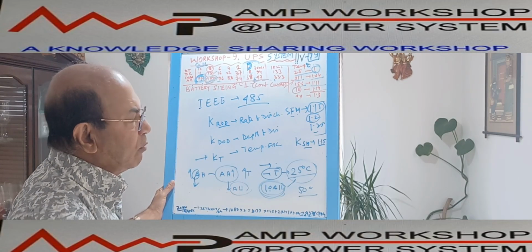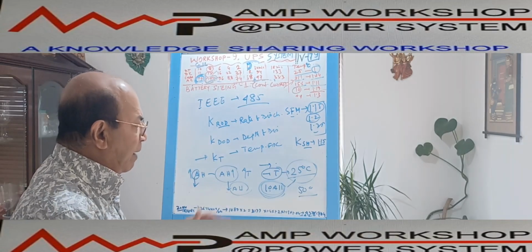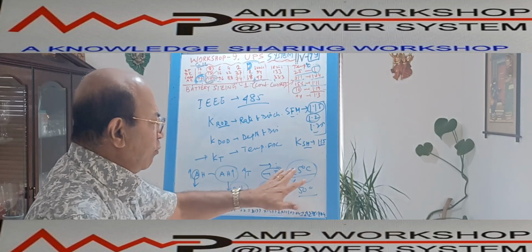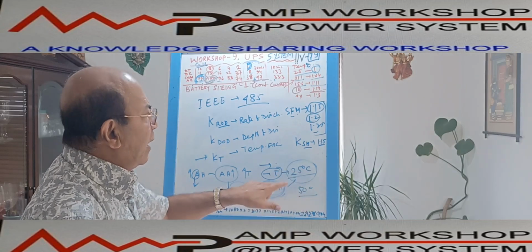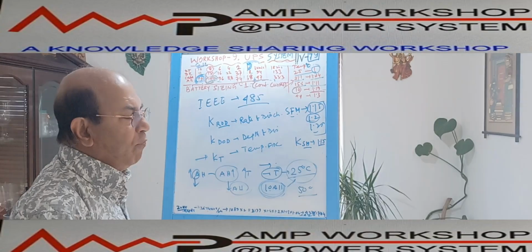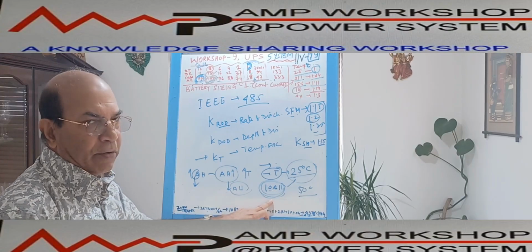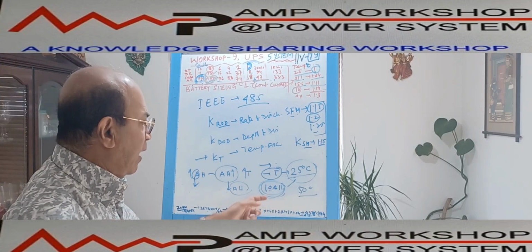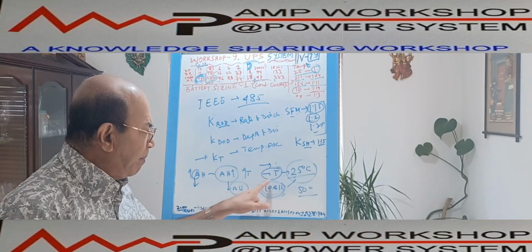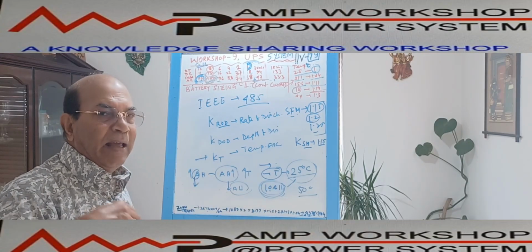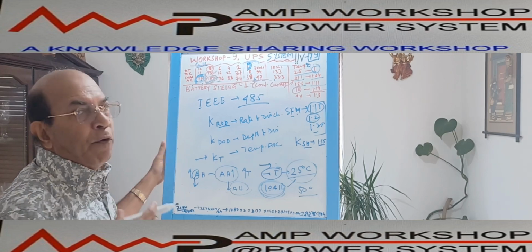But if the temperature goes down, then what will happen? 10 ampere hour is my requirement, and at 25 degrees centigrade the battery is offering it. Now suppose my temperature is 21.1 degrees centigrade. Then it will not give 10 ampere hour; it will give less than 10 ampere hour. But my load is 10 ampere hour, so I have to increase that capacity. So there is an elevated factor, and then the KT will be positive.